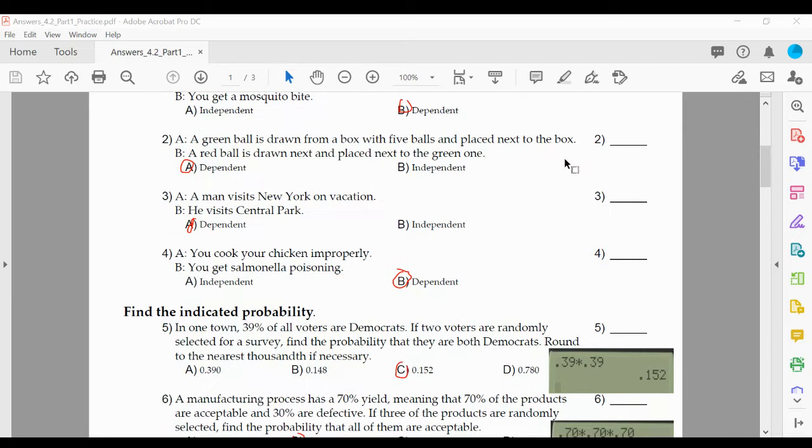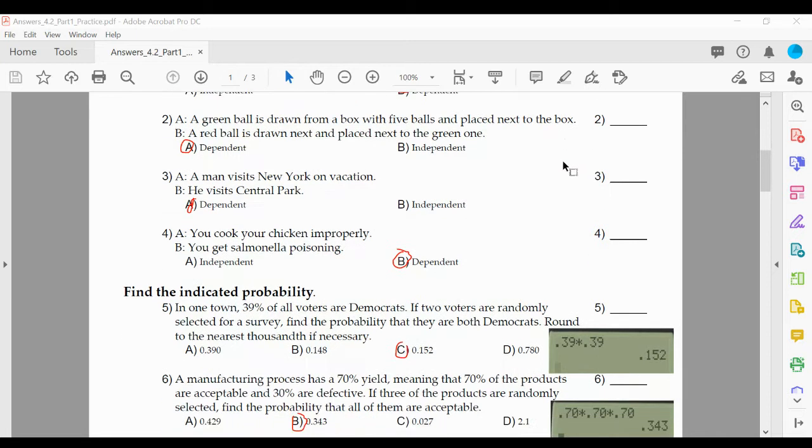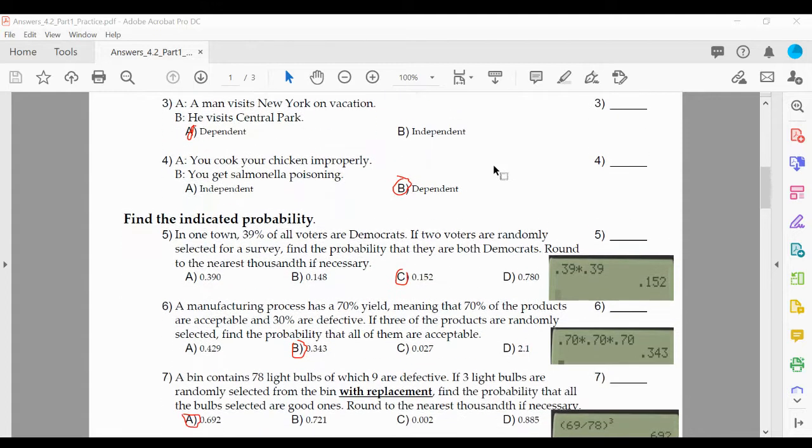A man visits New York on vacation. He visits Central Park. Did the occurrence of him visiting New York affect the probability? Yeah, well, Central Park is located in New York. If a man visited, let's say, Cleveland, it's not going to affect the probability. But he's in New York, so it doesn't mean he has to go to Central Park, but it sure affects the odds. It's going to improve it because he's right there in the city where Central Park is located.